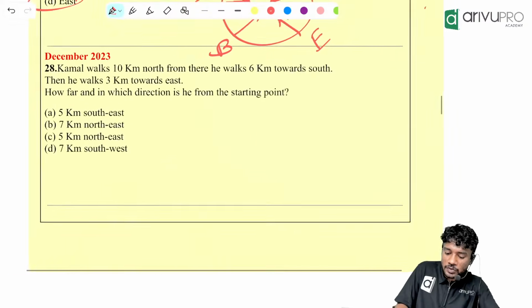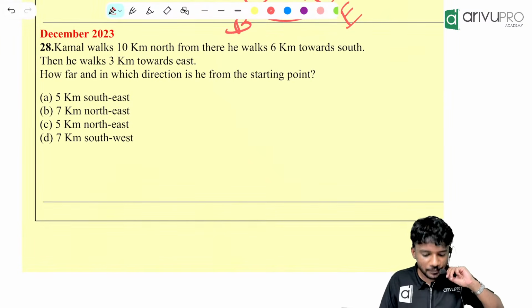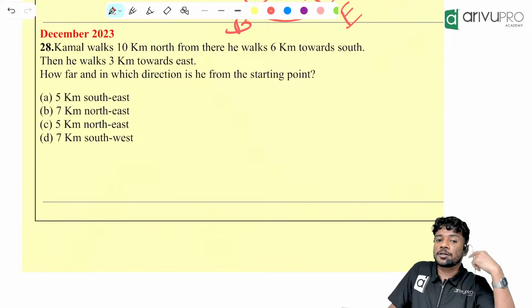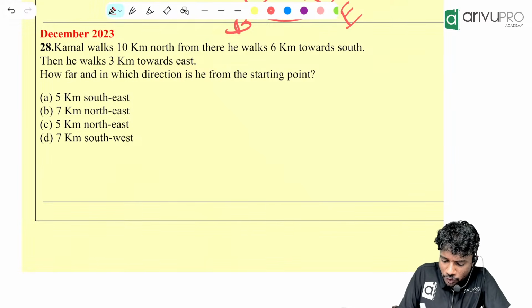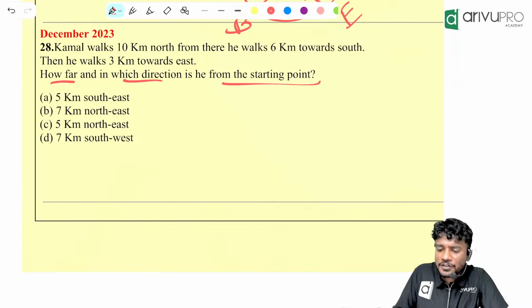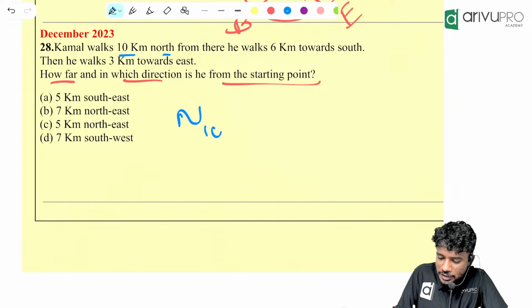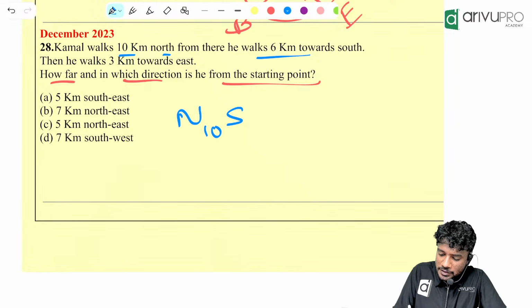Next one. December 2023. I think this was the last attempt before the previous syllabus change. Okay. Kamal walks. We need to know how far and in which direction from the starting point. Easy question. Kamal walks 10 km north. North 10. He walks 6 km south. South 6. He walks 3 km east.